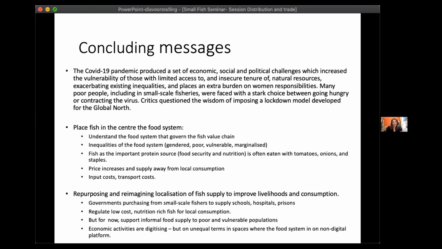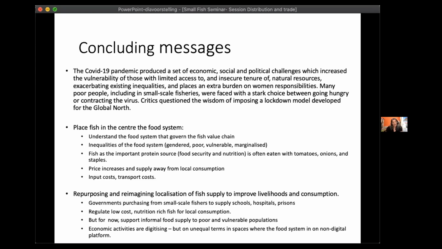I think it is important that particularly what came out in Ghana, that people eat fish with tomatoes and onions. So we need to see that fish, of course, for me, and I guess for most of us on this panel and audience, is the star of the plate, and it is an important protein source both for security and nutrition. But it is so important to see it as part of the food system.